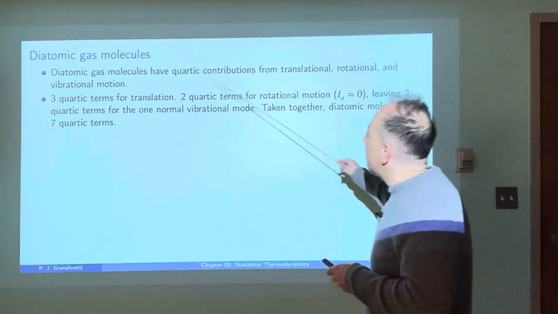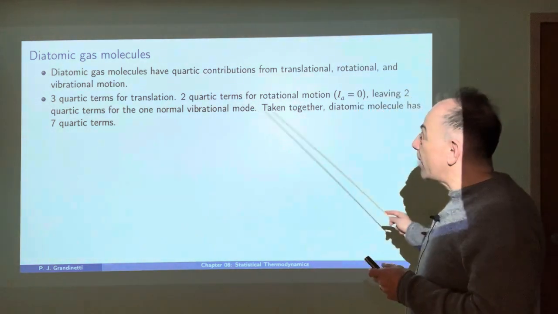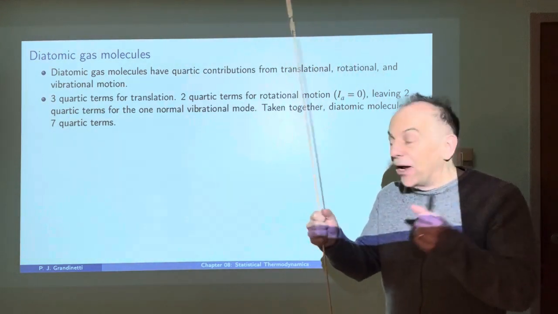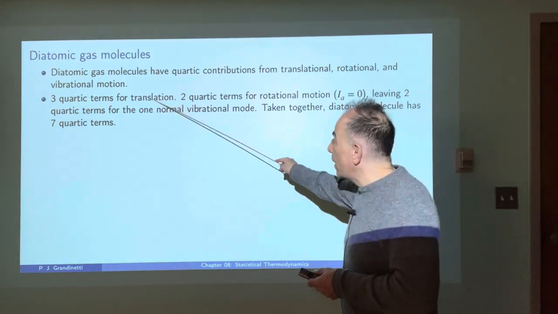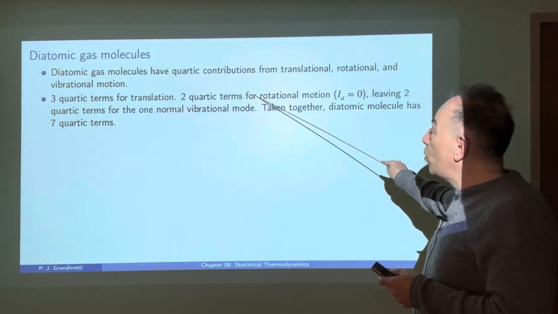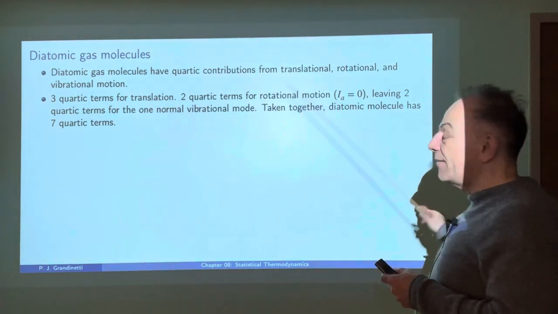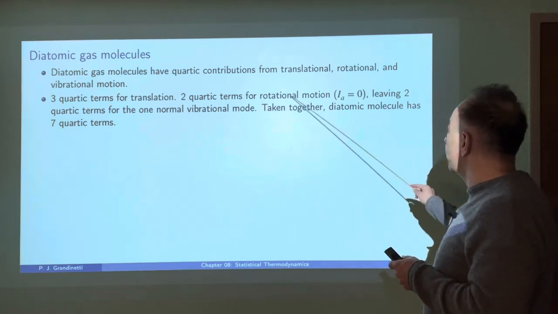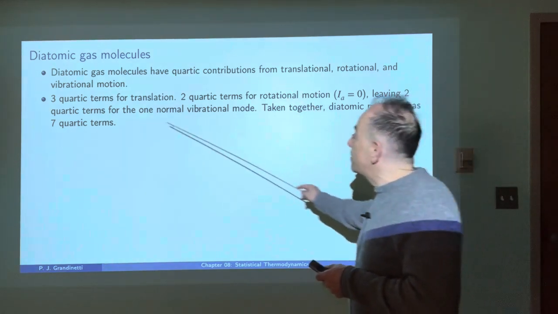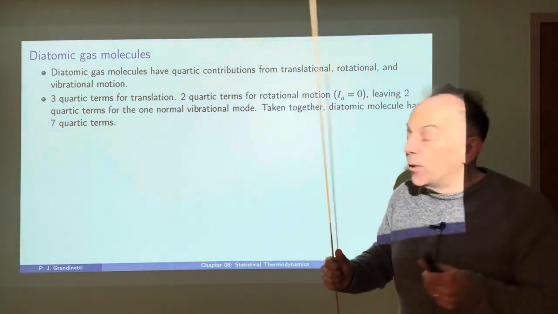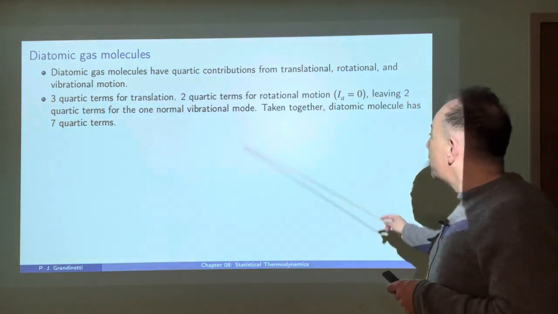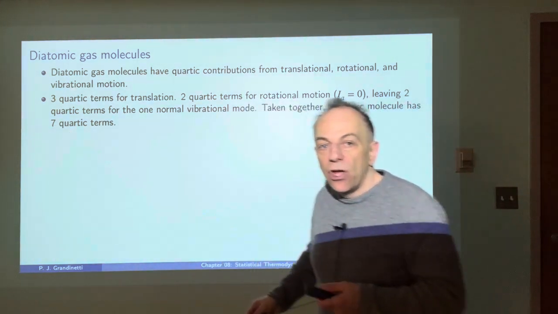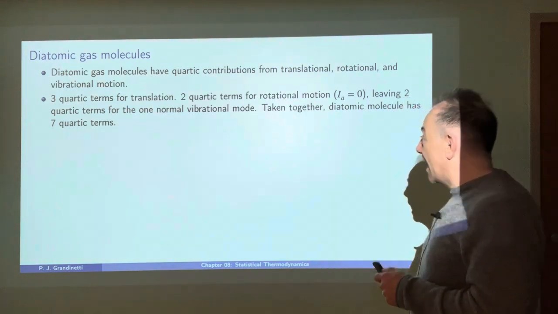Now let's take a look at diatomic molecules. Now, a diatomic molecule is not only going to have translational motion, it's going to have rotational motion and vibrational motion. So we're going to have 3 quartic terms for translation, 2 quartic terms for rotation. Remember, one of those moment of inertia principal components is 0, so that only leaves 2 quartic terms for the rotational motion. And that leaves us with 2 quartic terms for the 1 normal mode vibration in our diatomic molecule. So when you take those all together, the diatomic molecule has m equals 7 quartic terms in its Hamiltonian.